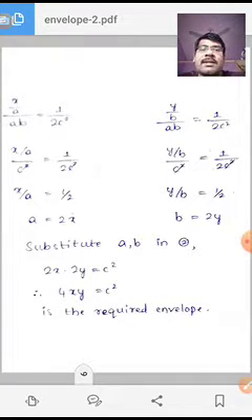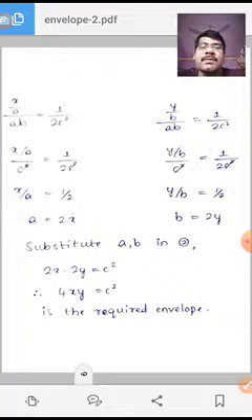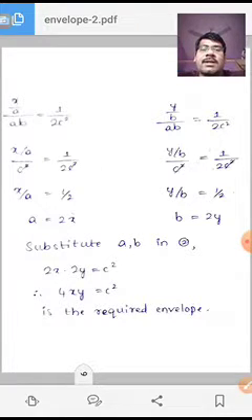Here ab is c square, both sides cancel, that is y by b is equal to 1 by 2, x by a is equal to 1 by 2. Here a is 2x, b is equal to 2y. You have to substitute in the relation 2x into 2y is equal to c square. Here 4xy is equal to c square is the required envelope of the given two parameter family of curves connected by a relation.